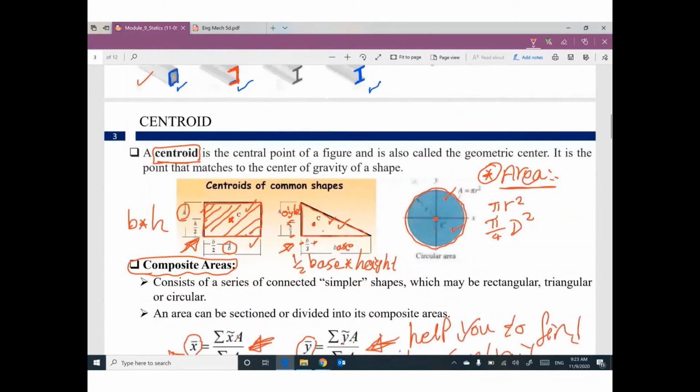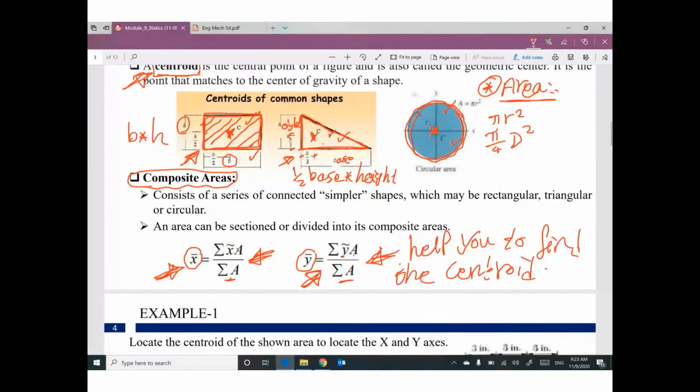The first property is the centroid. I understand centroid means central point, geometric center, or center of gravity. Where is the centroid? Where is the central point of this shape? If your shape is very simple, like a rectangle, the centroid will be at this point. If your cross section looks like a right angle triangle, it will be at this point. If your shape looks like a circle, it will be at this point. But sometimes your shape looks like different parts combined together, so I'm going to use this and this equation to figure out the centroid.